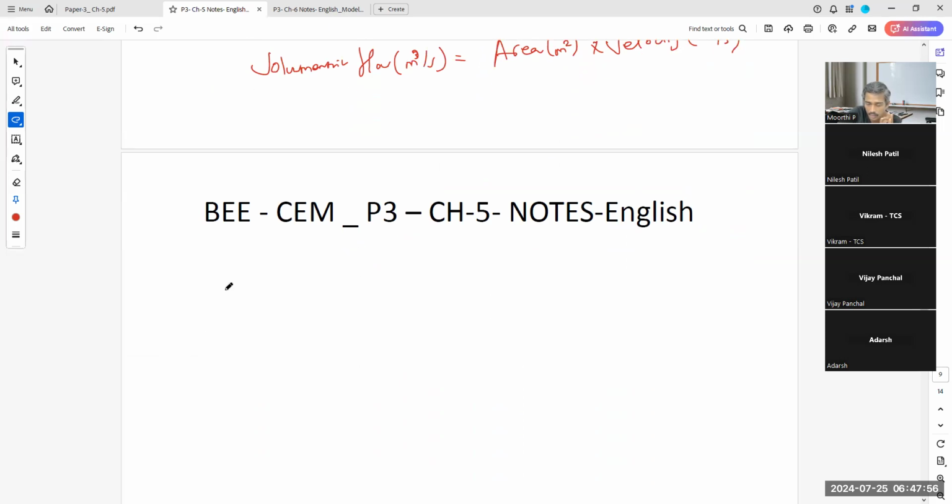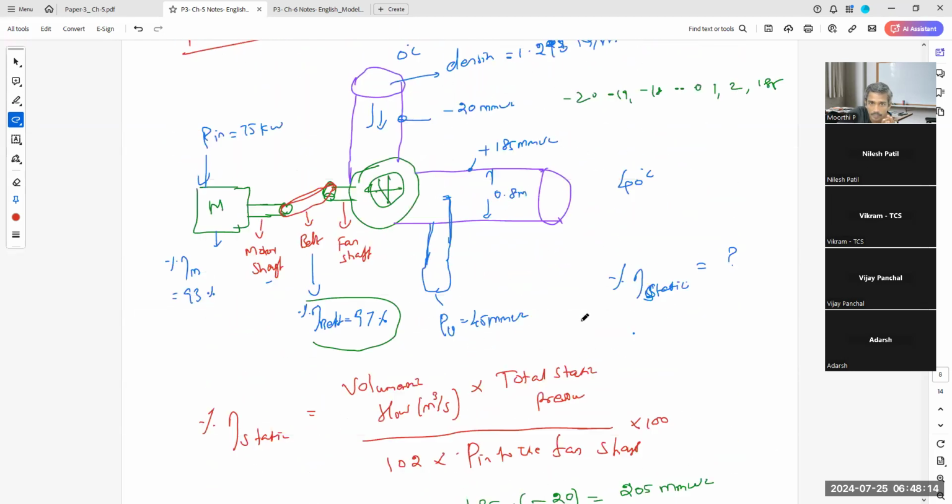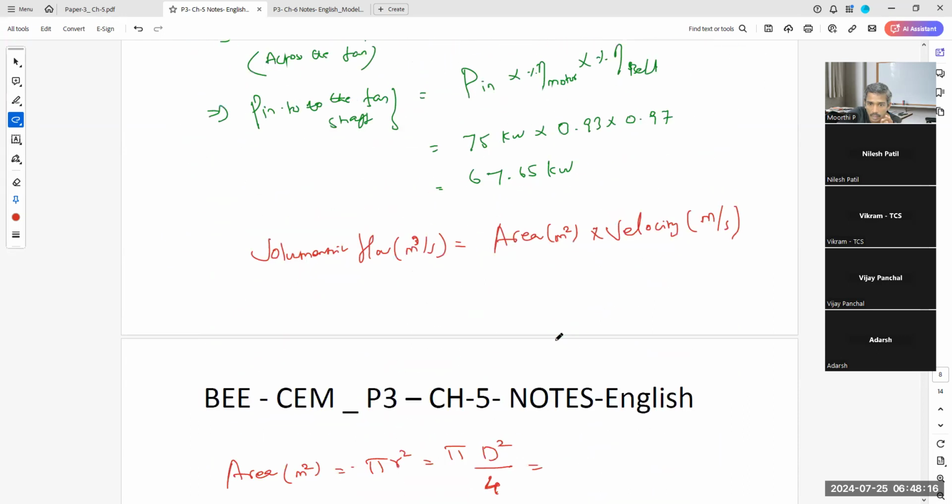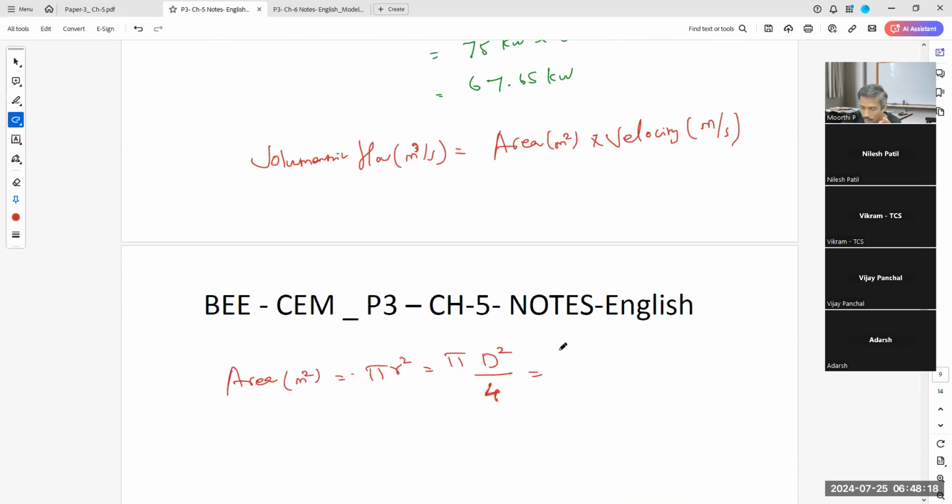You have to calculate area. How to calculate, meter square? What is the formula? Pi R square, or pi D square by 4, na? Okay. What is the D? Diameter. Understood? Here it is 0.8 meter. So pi into 3.14 into 0.8 square divided by 4.